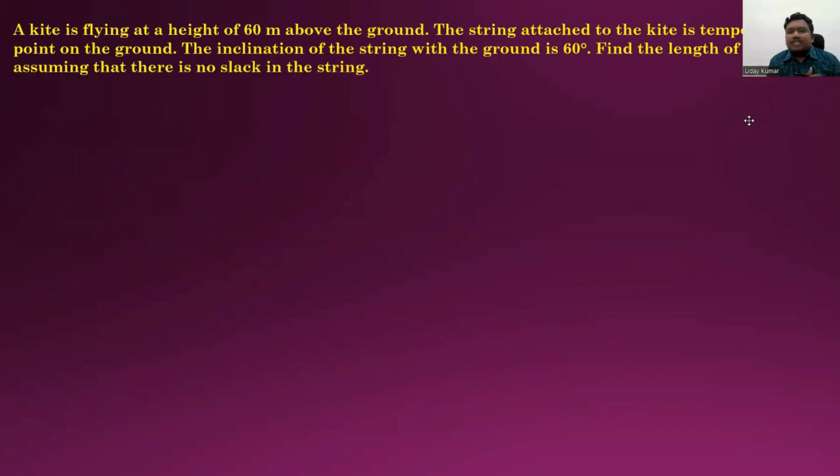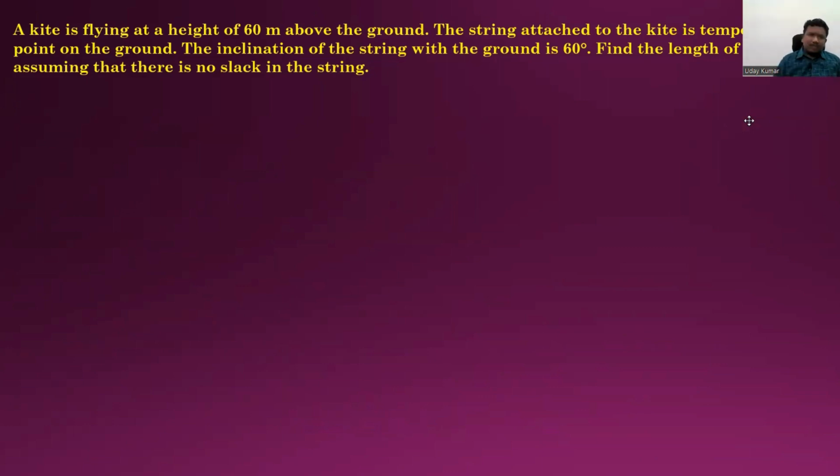So they're asking the length of the string. Length of the string means automatically hypotenuse. Hypotenuse we have to find, and they gave the height of the kite. Actually, it is altitude, how much altitude that kite is maintaining. Generally what we call that is height. 60 meters they gave, and length of the string they are asking. So opposite and hypotenuse, sine we have to apply.